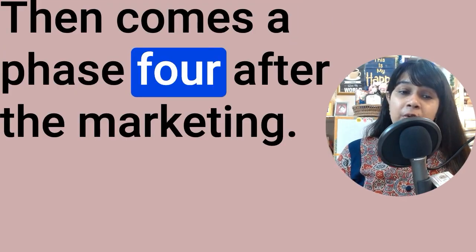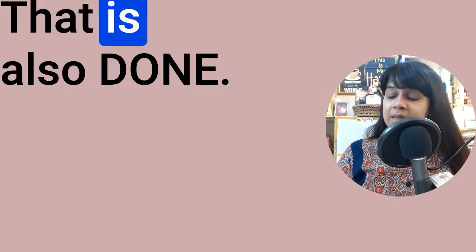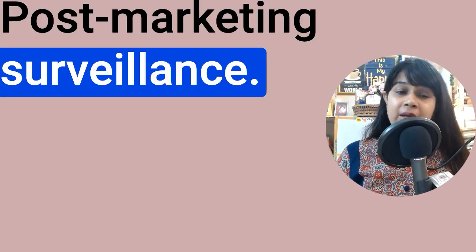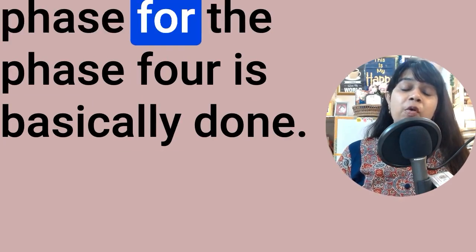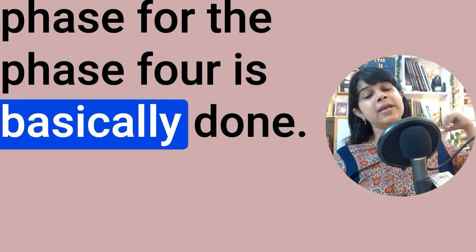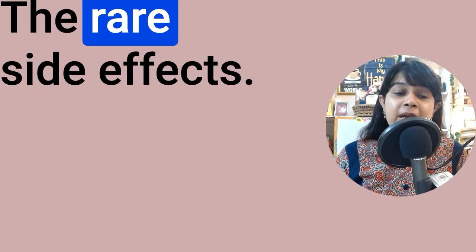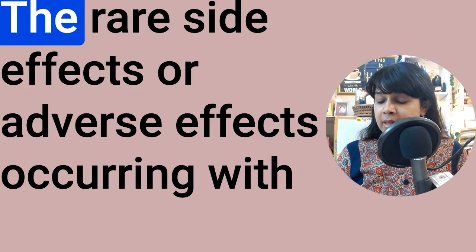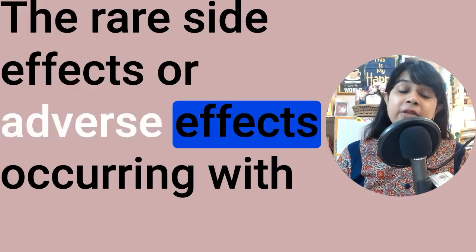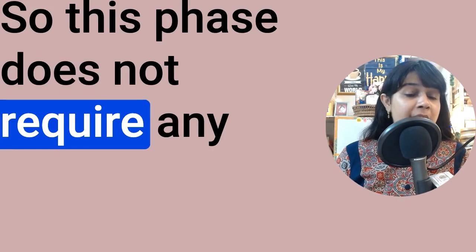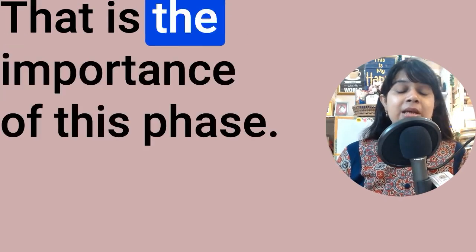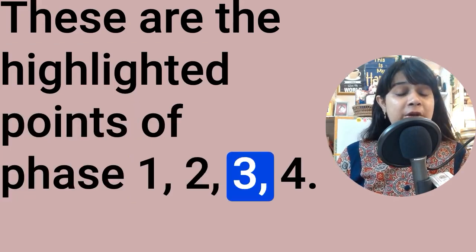Then comes Phase 4 after the marketing. That is also known as post-marketing surveillance. And what is the basic goal of Phase 4? Phase 4 is basically done to find out the rare side effects, the rare adverse effects, or adverse effects occurring with prolonged or long use of the drug. So this phase does not require any kind of ethical clearance. That is the importance of this phase. These are the highlighted points of Phase 1, 2, 3, 4.